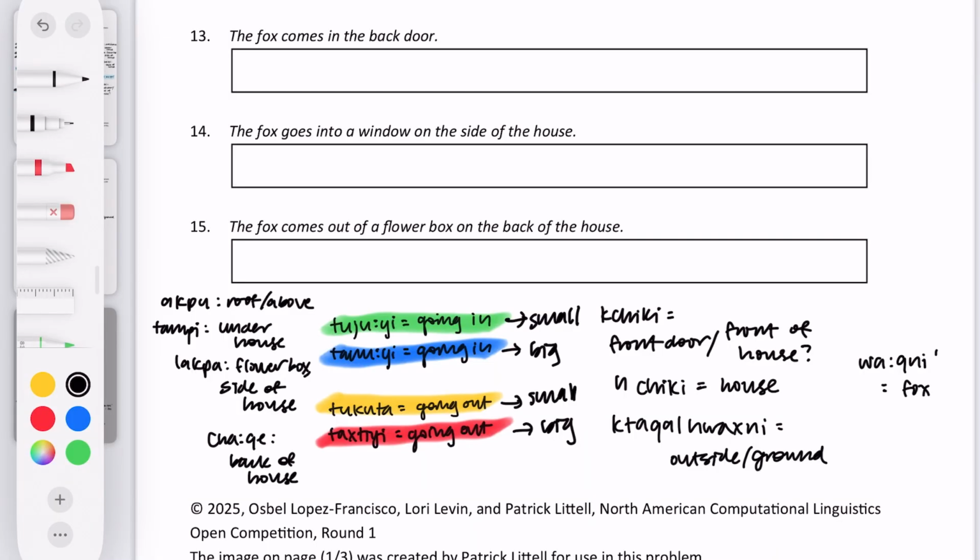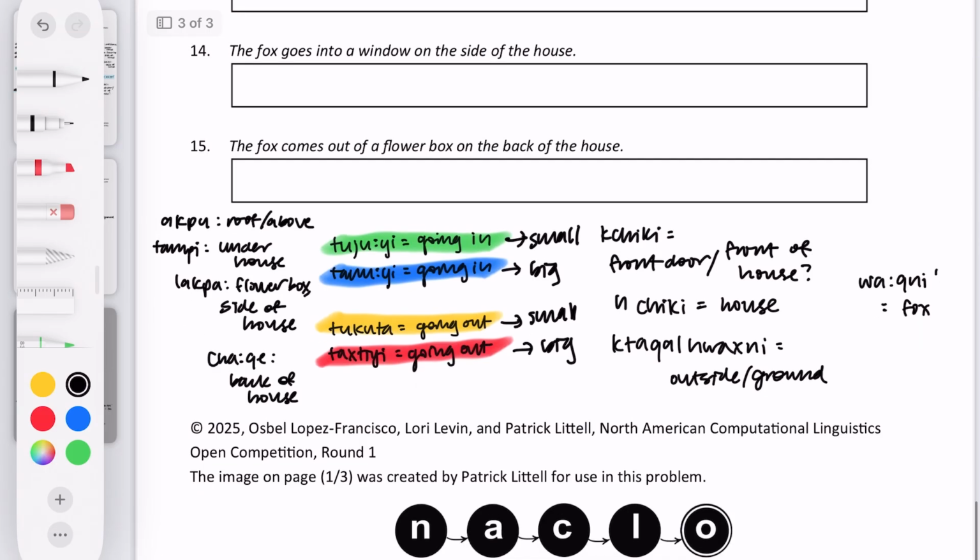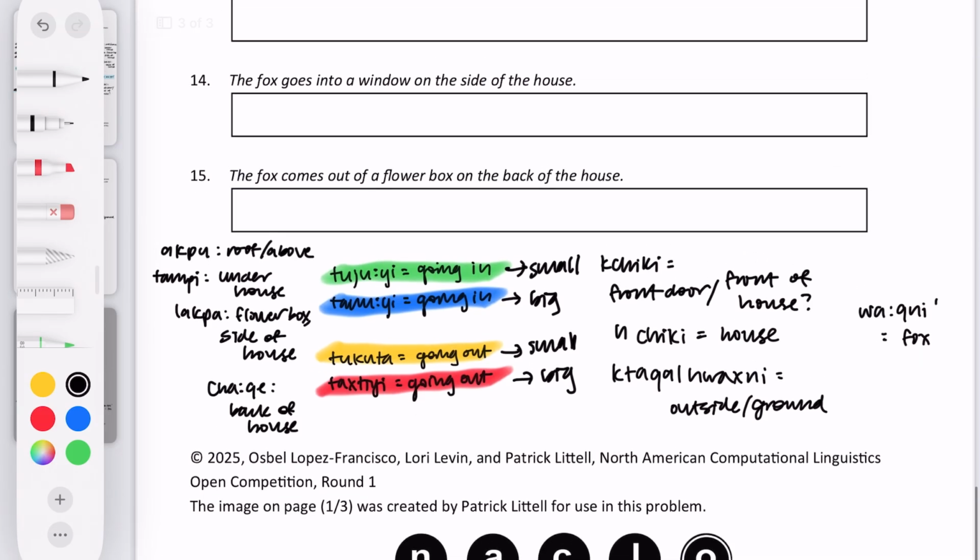Okay, so I copied all the information that we had up there down here. And I made sure to do it in the order that these sentences are in. Like we have our more specific locations right here, like whether the fox is above, under, on the side, or in the back. That goes first. And then next is the verb. And we have 4 different types of verbs. 2 of them mean going in. 1 is for going into small spaces, and 1 of them is going into big, open spaces.